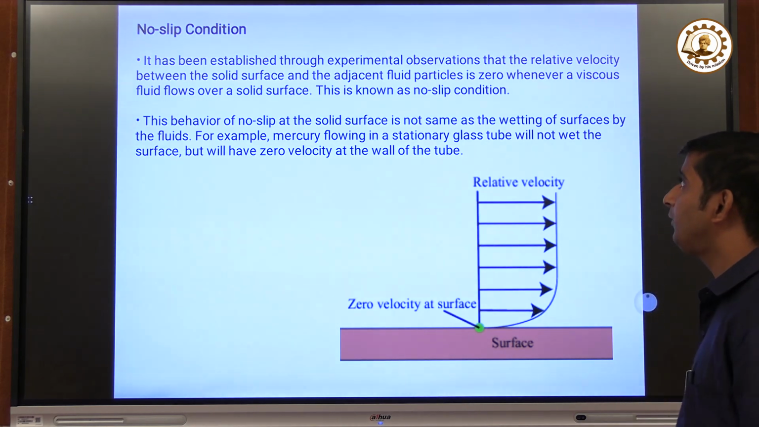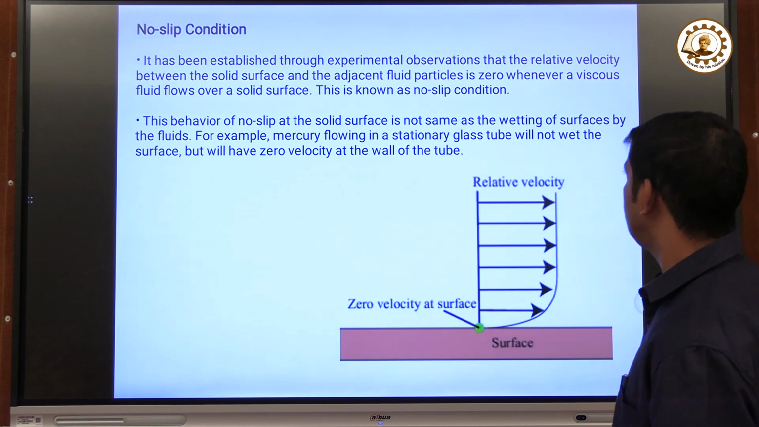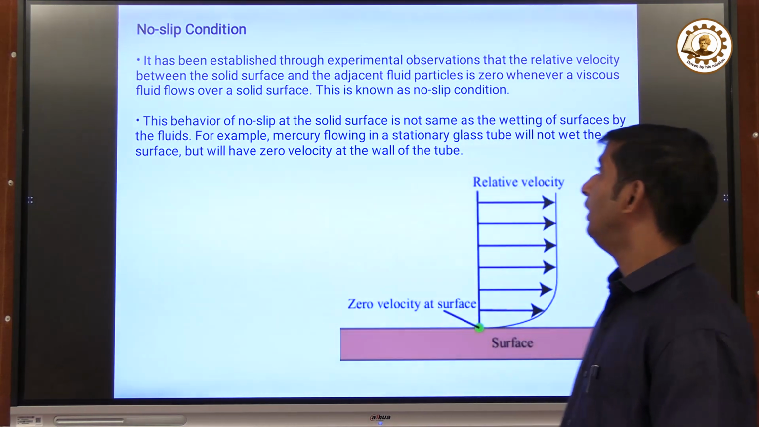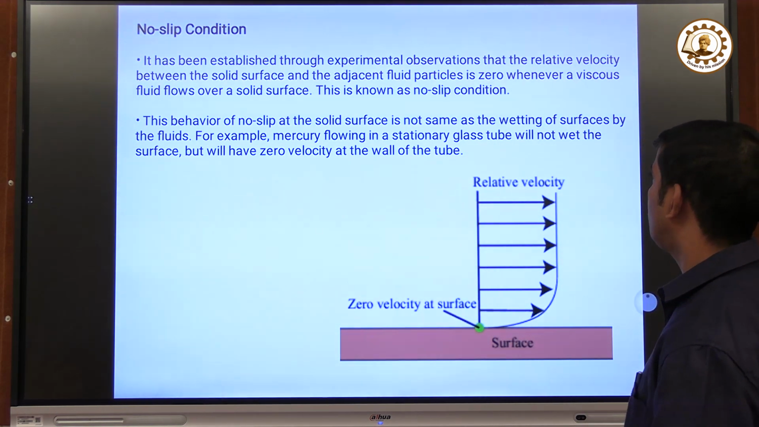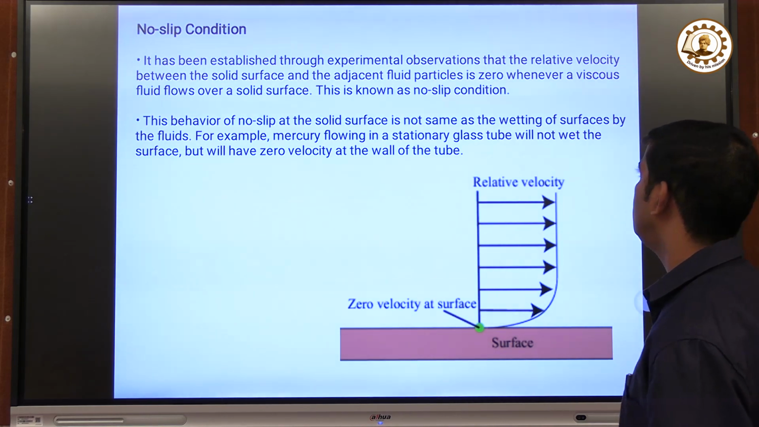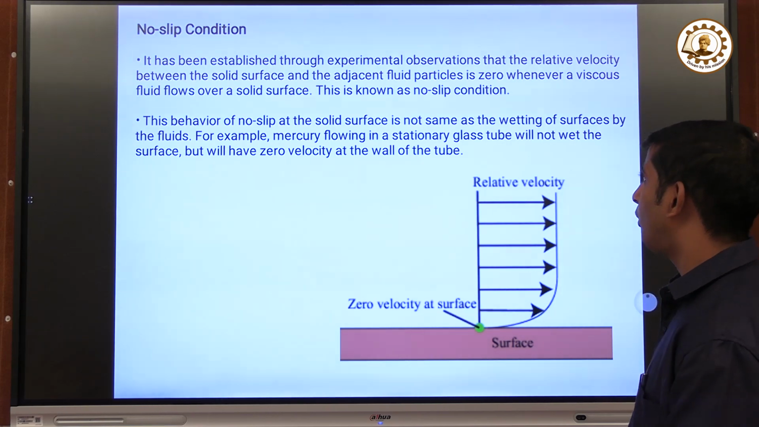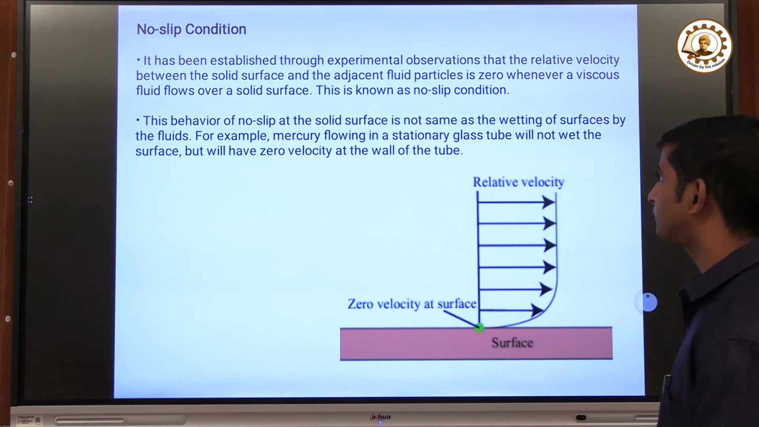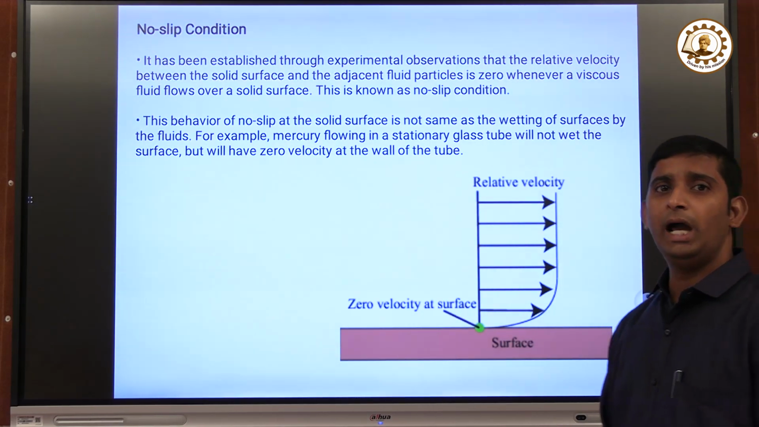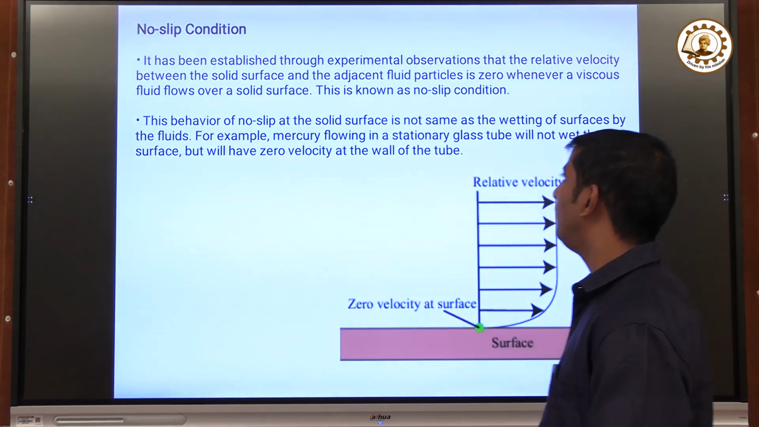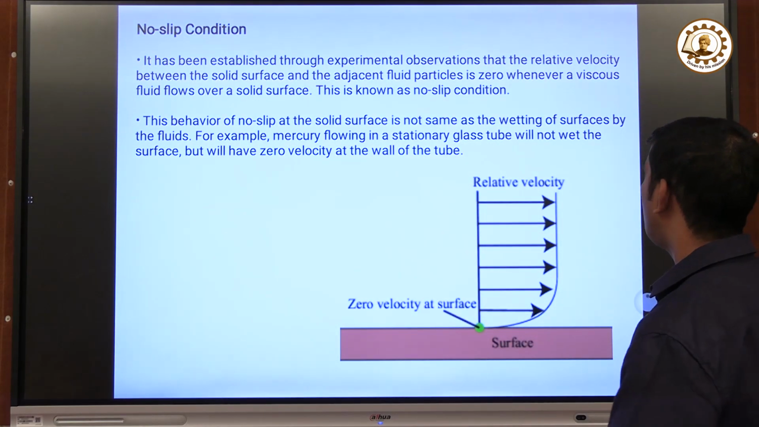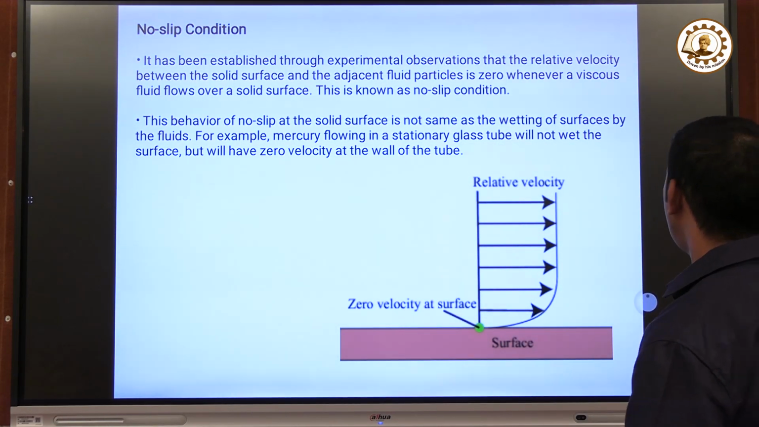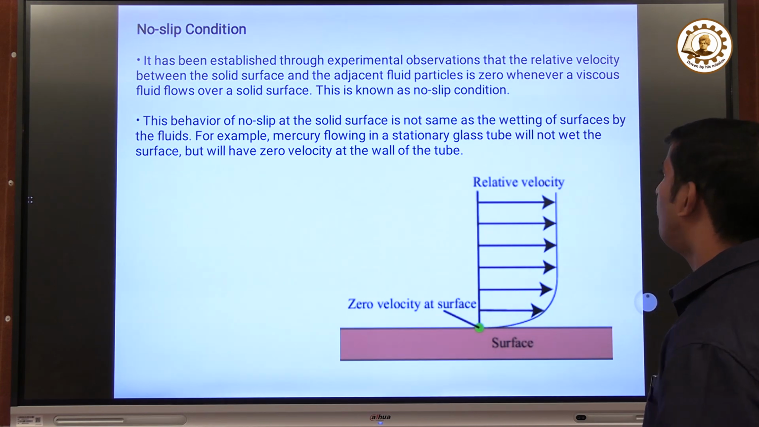It has been established through experimental observation that the relative velocity between the solid surface and the adjacent fluid particles is zero whenever a viscous fluid flows over a solid surface. This is known as no slip condition. This behavior of no slip at the solid surface is not the same as the wetting of surface by the fluids.